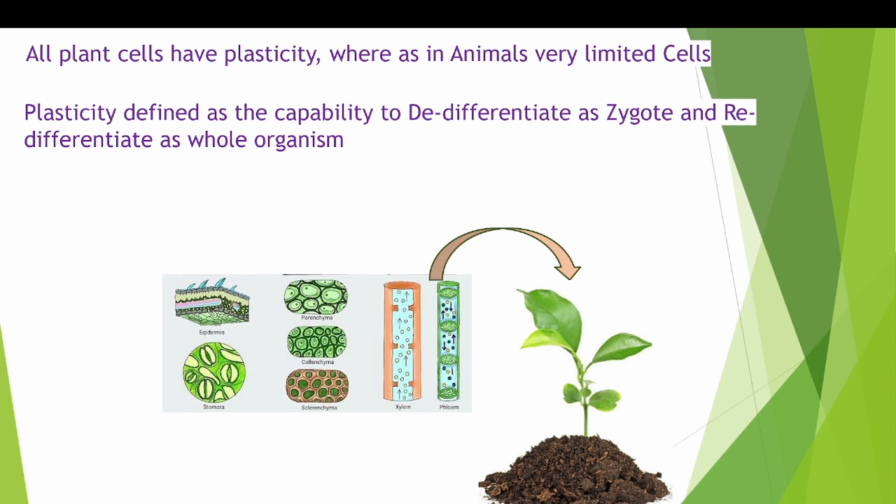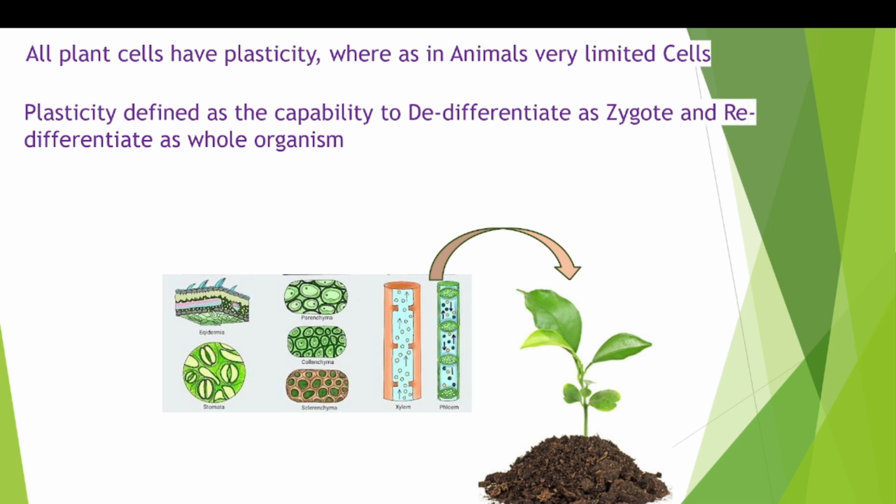Plasticity is defined as the capability to de-differentiate. De-differentiate means a backward step. For example, a cell that has already been derived can again go back to the original or mother cell type. That means an already differentiated cell can come back to its original state and can generate an entire plant. That is called de-differentiation. A differentiated cell coming back to its initial state is called de-differentiation, as a zygote, and then re-differentiating as a whole organism. This is the plasticity. This plasticity is exhibited by all types of plant cells.